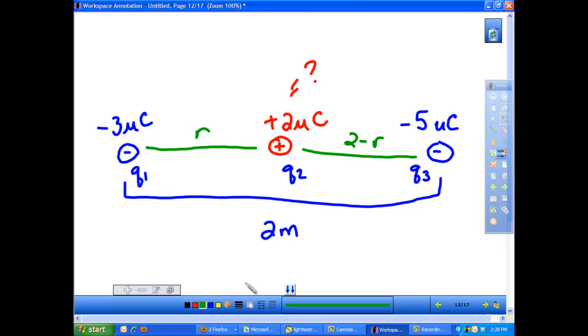So let's take a look at a quick example. This picture looks a little bit confusing. There is a similar example in your book on page 640. If you don't understand this example, you might want to read through that one. It's very similar to the one that I've done here, just with slightly different numbers.